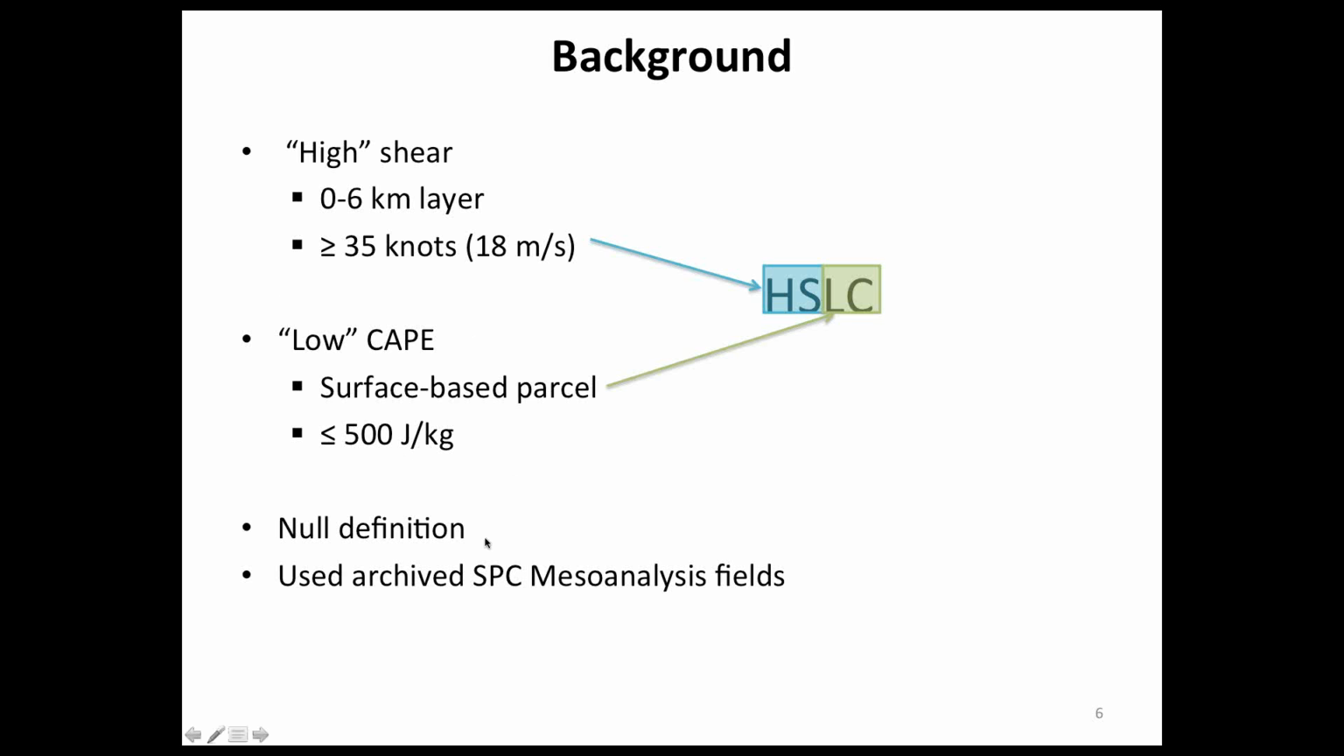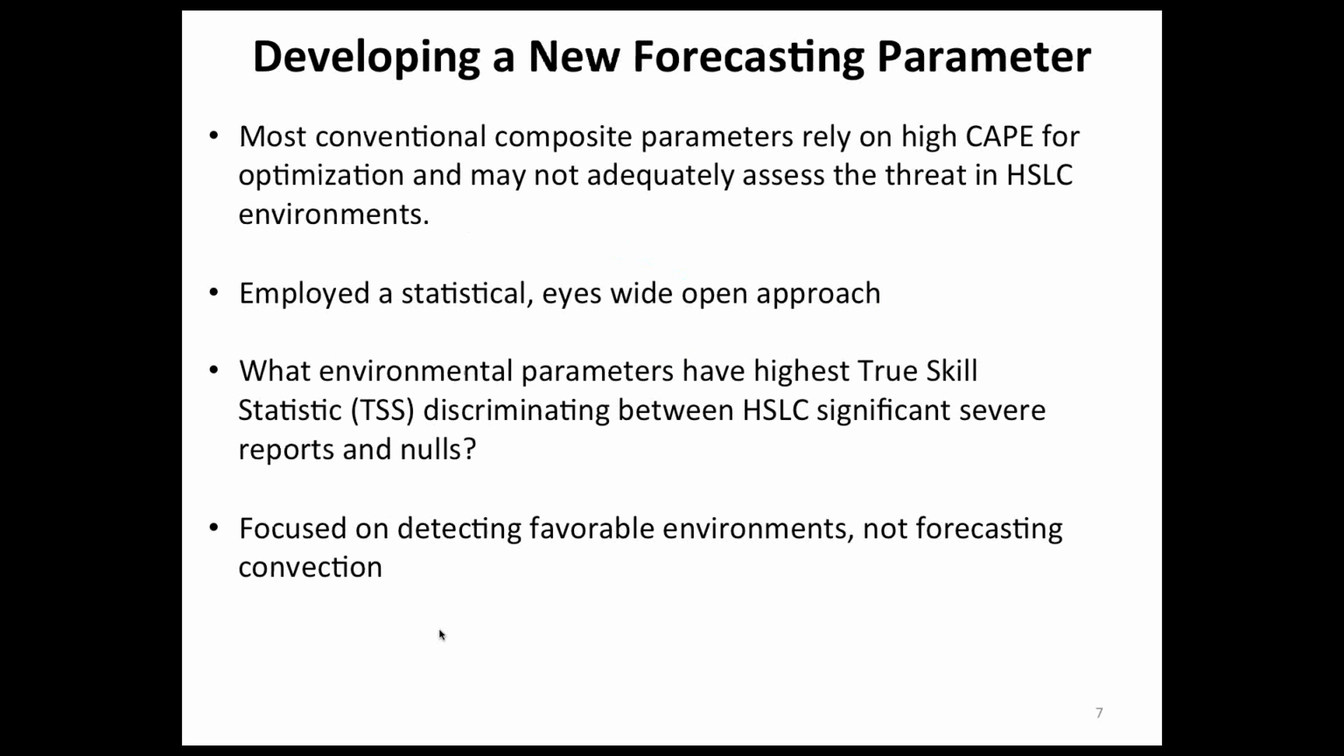In terms of the nulls for this study, those were defined as a severe thunderstorm or tornado warning that was issued when no severe reports occurred in that given CWA for the entire day. And these nulls simply represented non-severe convection and were compared to our high shear low CAPE significant severe reports in our statistical analysis. And then for all significant severe reports and null points, archived SPC mesoanalysis data from the nearest grid point and the previous hour were utilized.